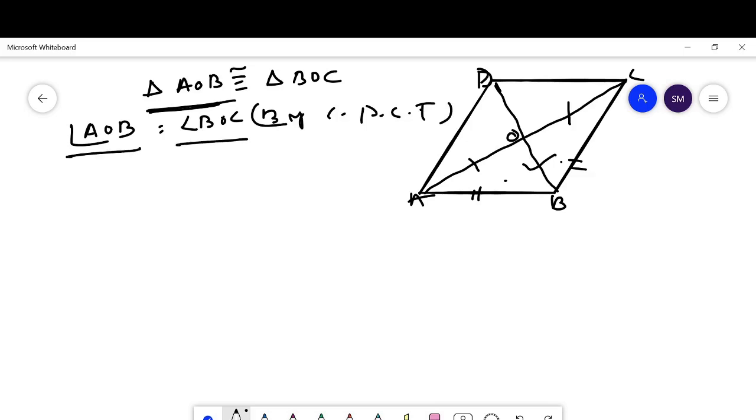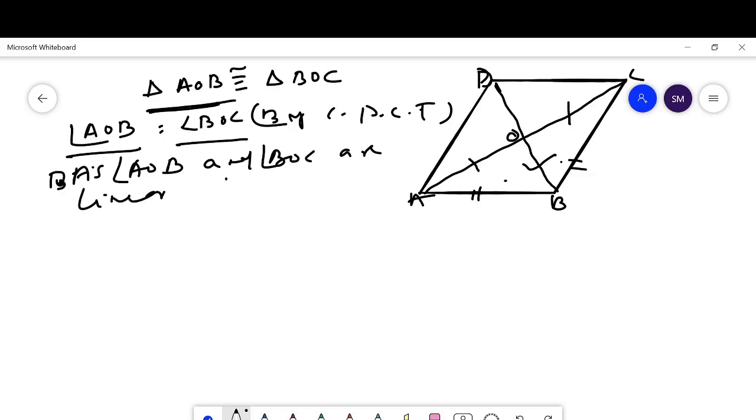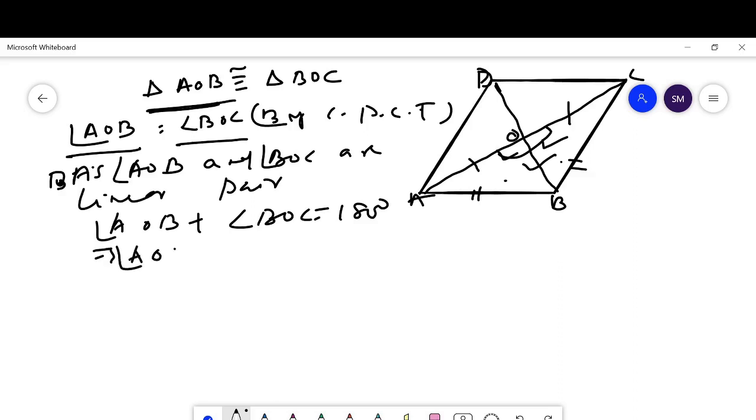But AOB and BOC are linear pairs, meaning their sum is 180 degrees. So angle AOB plus angle BOC is equal to 180 degrees, and these two angles have the same measure, which implies angle AOB is equal to angle BOC is equal to 180 upon 2, which is 90 degrees. This means these two are right angles.